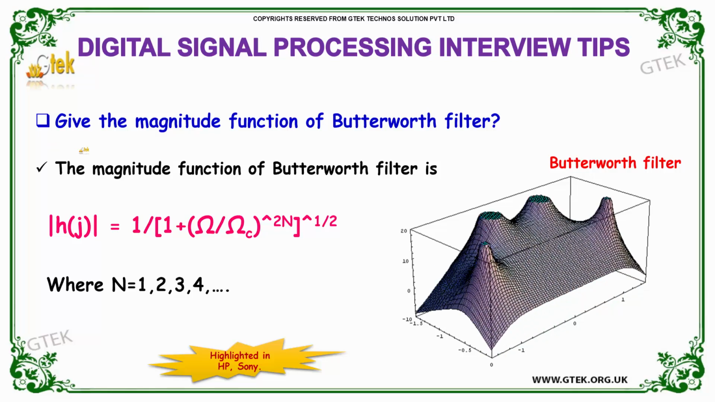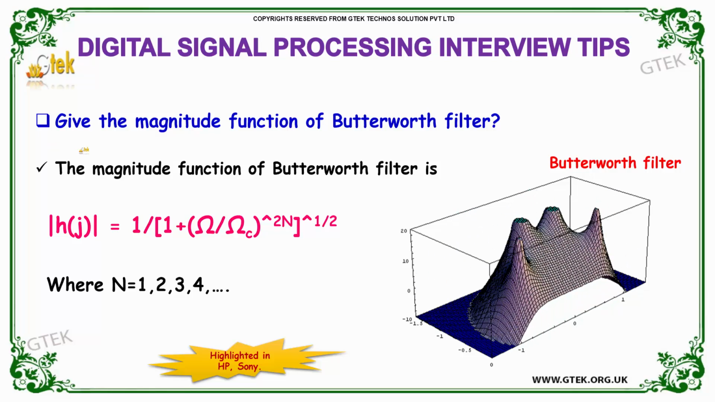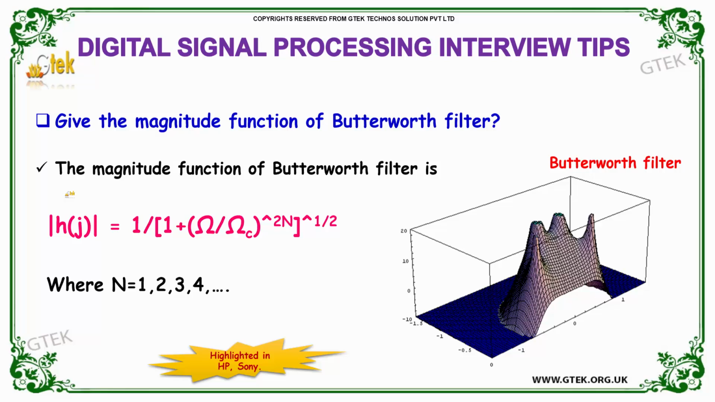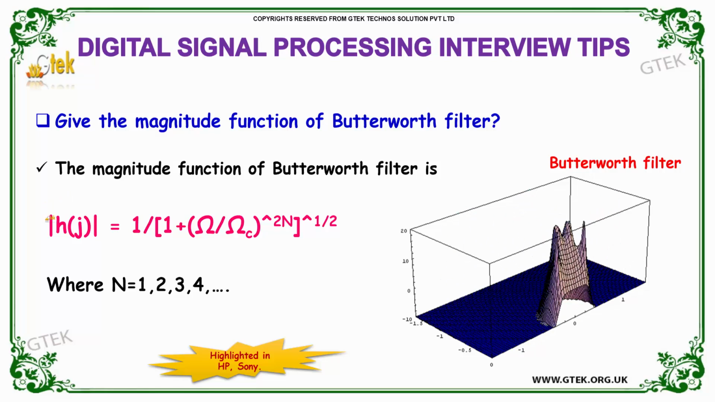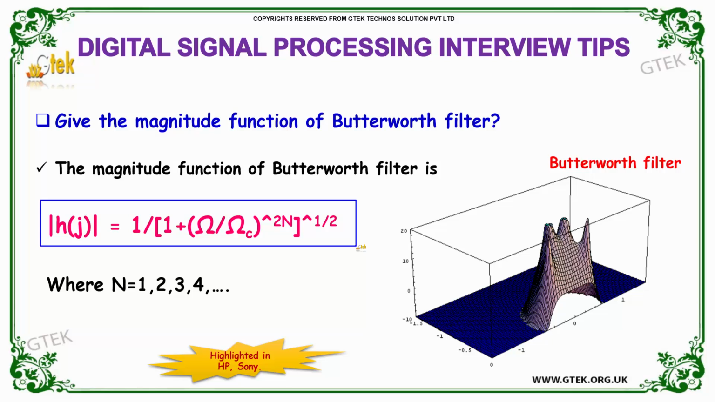We have the next question. Give the magnitude function of Butterworth filter. The magnitude function of Butterworth filter is magnitude H of j omega equal to 1 divided by [1 plus (omega divided by omega c) power 2n] power 1 by 2. Here n equal to 1, 2, 3, 4 and it goes on.